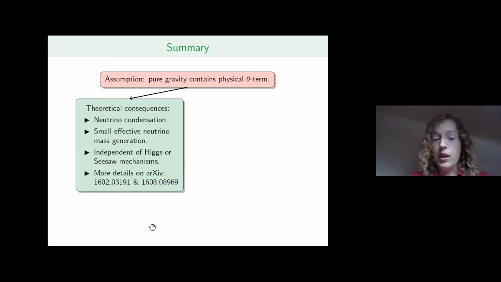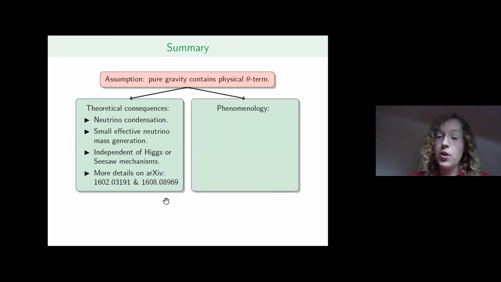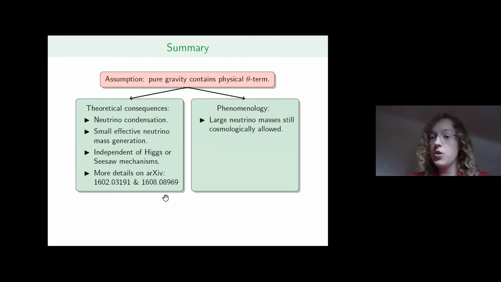So there are more details on arXiv, in particular these two papers. The first one concerns the neutrino mass mechanism. The second one is the one I mentioned on the previous slide about the strong CP problem and how we can solve it. Then on the phenomenological side, we saw that we can still have very large neutrino masses in cosmology, which otherwise would be ruled out. And we have the possibility of having an additional contribution to dark energy, or even the full contribution, and the possibility that it decays away in the late universe.